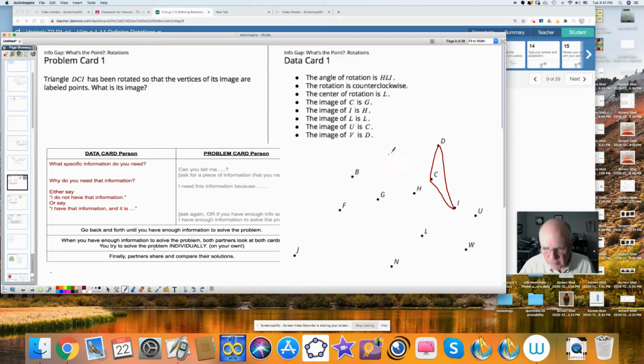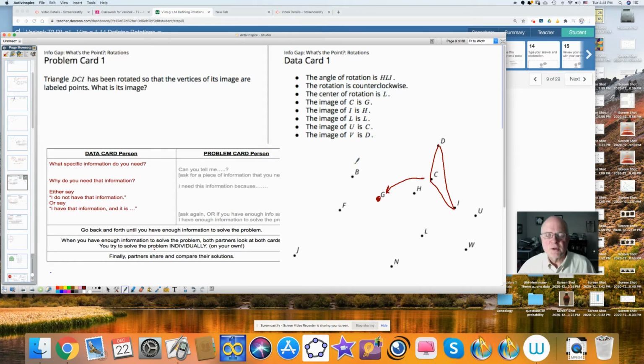Why do you need that information? Well, I'm trying to figure out where D rotates to. Well, I do not have that information. What specific information do you need? Can you tell me the image of C? Why do you need that information? I'm trying to see where DCI goes to. I have that information. C, the image of C is G. And on the problem card, the person writes down, this is going to go here. Oh, I don't know if it's going to go this way or how it's going to get there.